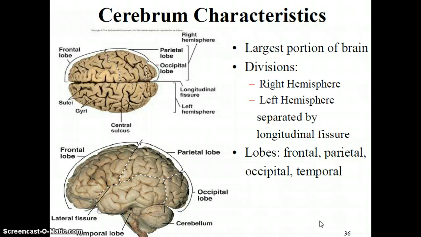Here are the characteristics. It is the largest portion of the brain, and sometimes when we say brain, we primarily are thinking about the cerebrum. Notice it is divided into right and left hemispheres, separated by the longitudinal fissure. All of these are shown here for you, and also divided into lobes. And you can see these in the diagram right here.